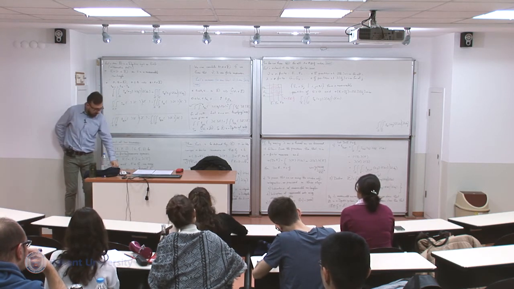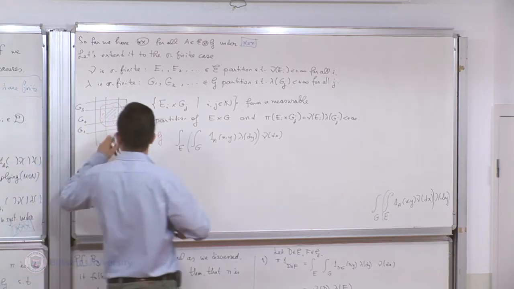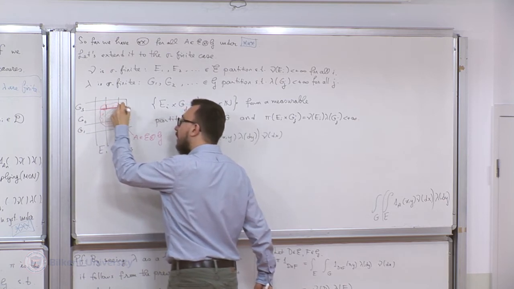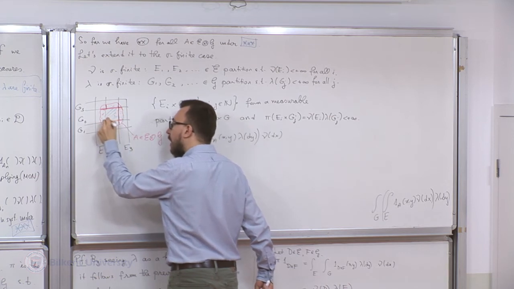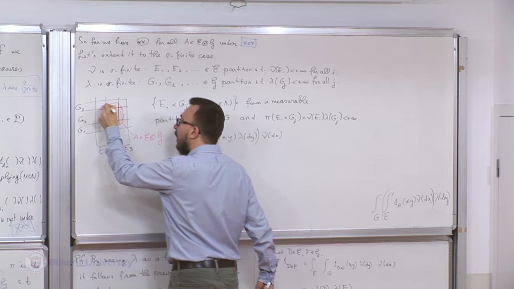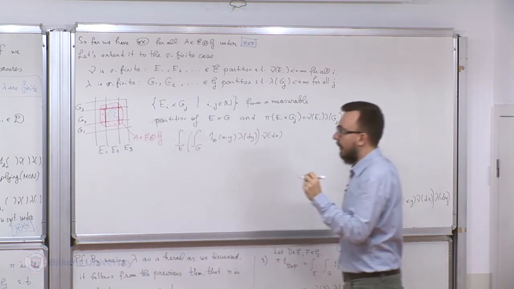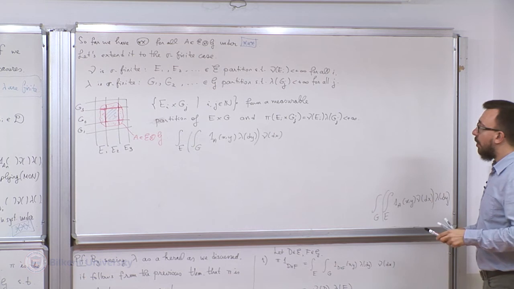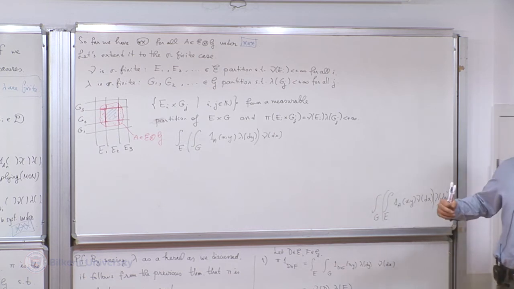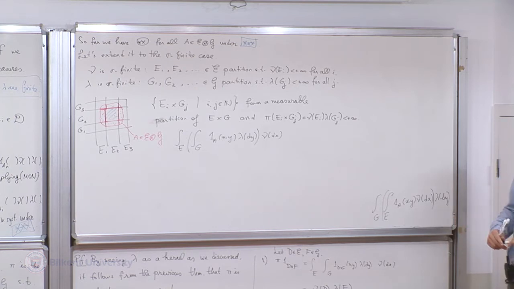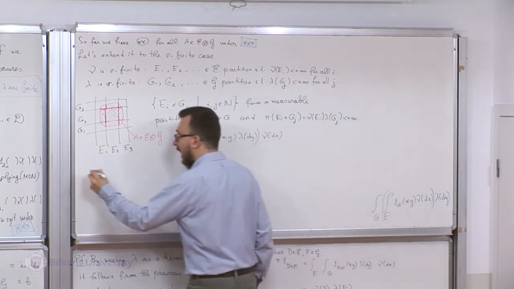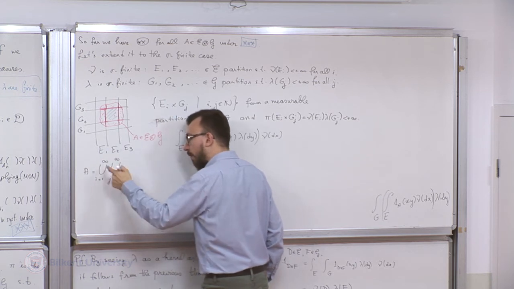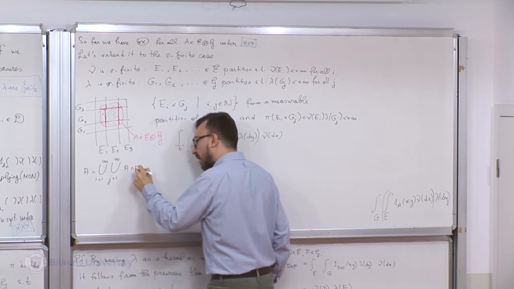space, right? For instance, for this specific example, I have this part, this part, this part, right? It is intersection with 1, 2, 3, 4, 5, 6, 7, 8, 9 sets. So what I can do is to intersect my A with each of those rectangles. In other words, I can see A as the union of A intersection E_i cross G_j.